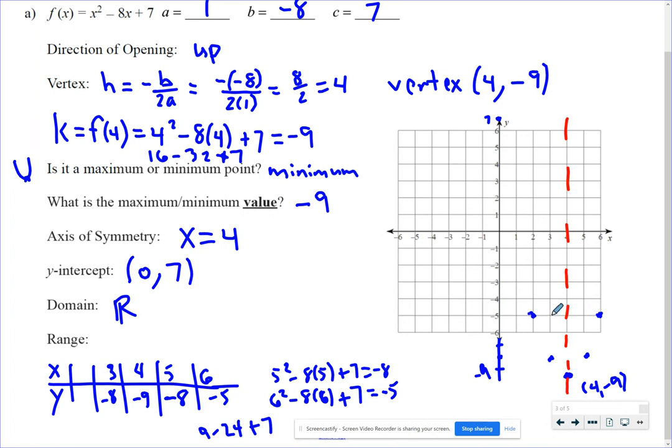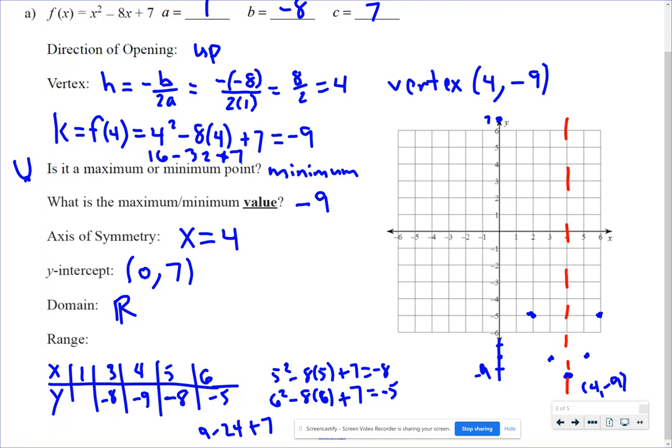1 unit, 2 units, 1 unit, 2 units. There we are. Use that symmetry line. I'm going to do one more. I'm going to go down to x equals 1. See what I get. Because I want to put the point in between. I've got my y-intercept. I want to see what happens when x is 1.